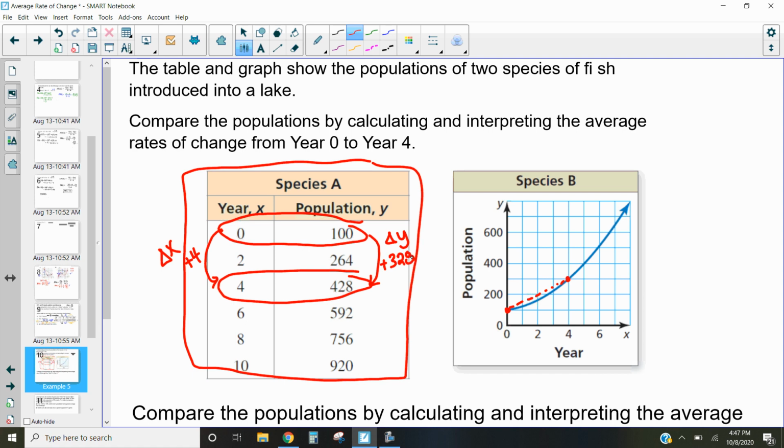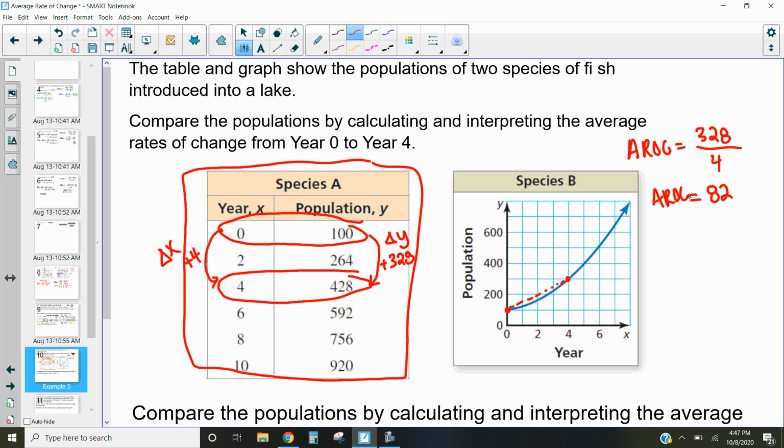So as we're calculating this average rate of change, our average rate of change here is going to be our change in Y, which is 328, over our change in X, which is 4. And as we simplify that, 328 divided by 4, we end up getting 82. Now, the biggest thing with average rate of change is figuring out 82 what. So the average rate of change, what are we comparing?